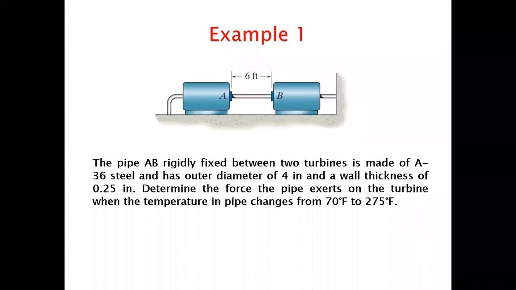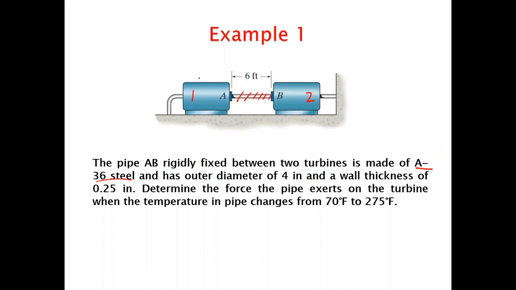Now, example number 1. In example number 1, we have a pipe AB, which is rigidly fixed between two turbines. Suppose there are two turbines. This is turbine number 1. This is turbine number 2. So this pipe is fixed between two turbines and the material used is A36 steel, and it has an outer diameter of 4 inch and a wall thickness of 0.25 inch.